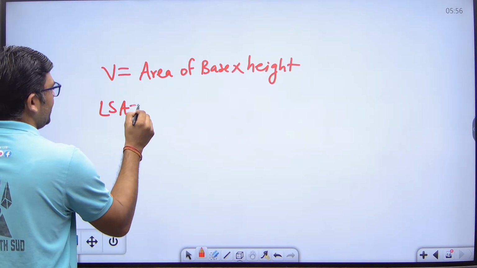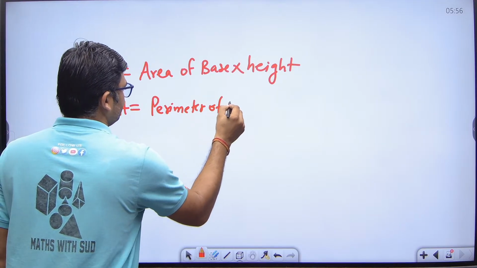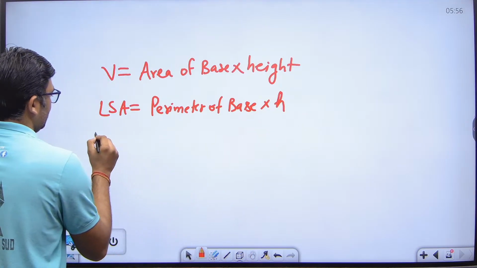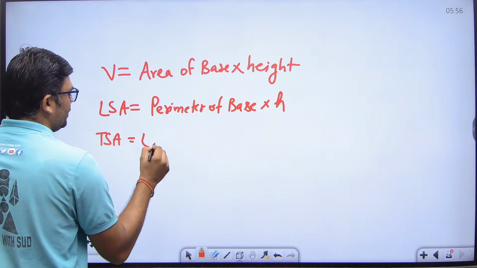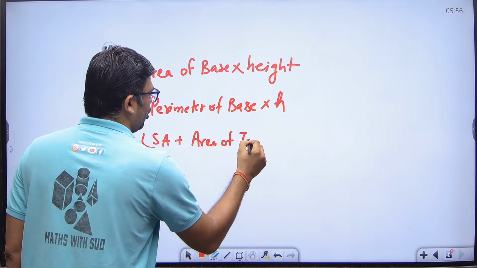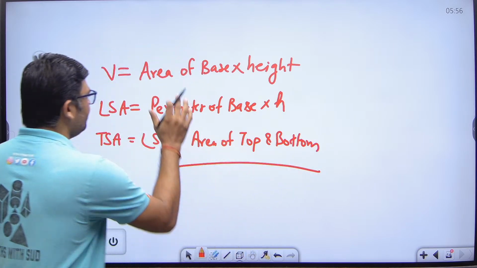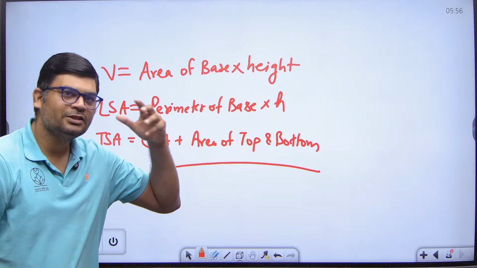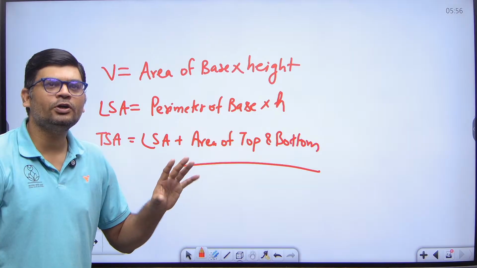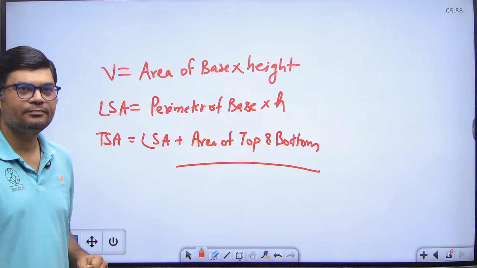Then lateral surface area is perimeter of base multiplied by height. Then total surface area will be lateral surface area plus area of top and bottom. These are the three basic foundation formulas that you can write, you can think, and you can derive the formula by yourself. All the formulas you can derive by yourself. You don't need to mug up the formulas. You can derive it.